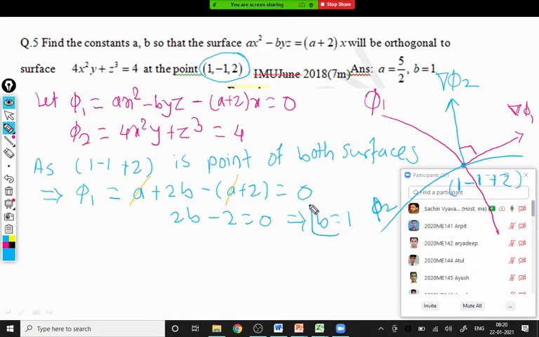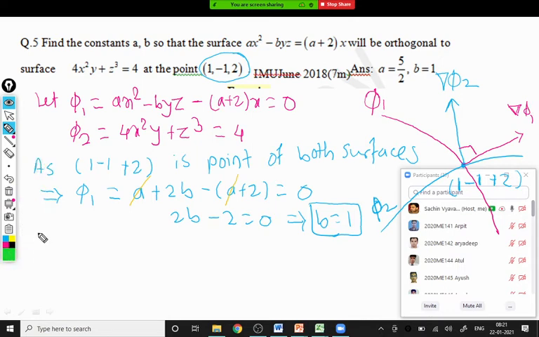So one of the constants we get directly. We got the value of the constant b as 1 here by putting that point on surface phi 1. Now to get the value of the other constant a, we use the condition that del phi 1 and del phi 2 are orthogonal, therefore their dot product should be 0. So first let me compute del phi 1 and del phi 2.